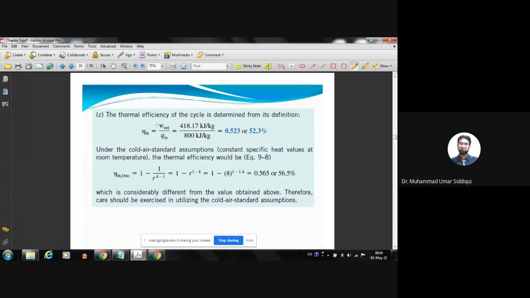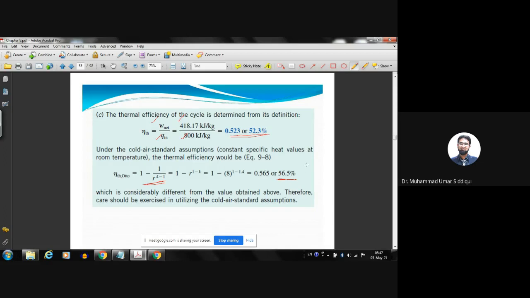Thermal efficiency is work net over Qin. Again, we determined this from chapter number 6. So we already know what is work net, and we know what is Qin. We just substitute the values, and we get the thermal efficiency. Suppose it is said in the question to use the cold air standard assumption, then you could have used this formula directly. If you use this formula directly and substitute the value of the compression ratio, you can determine that the thermal efficiency is about 56.5%.